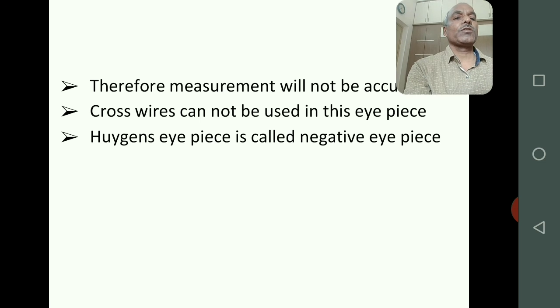The Huygens eyepiece is called the negative eyepiece.